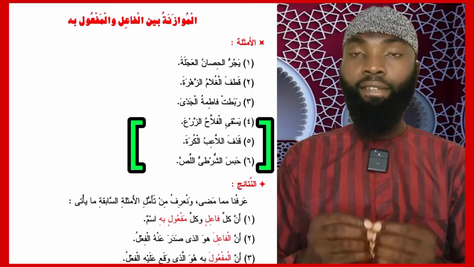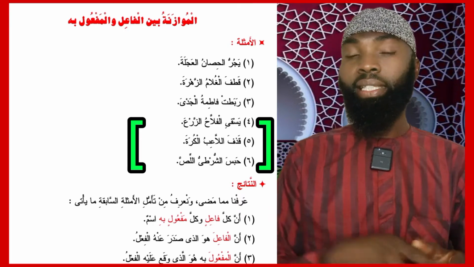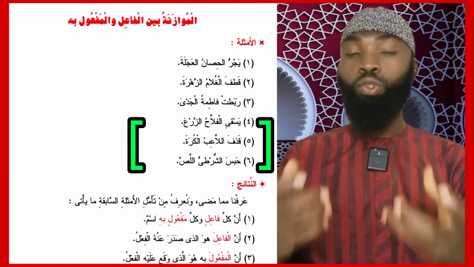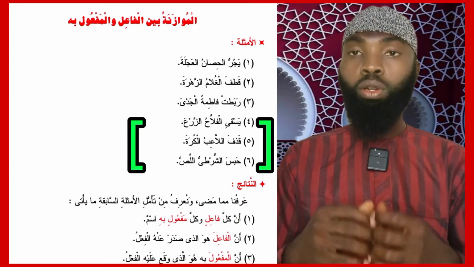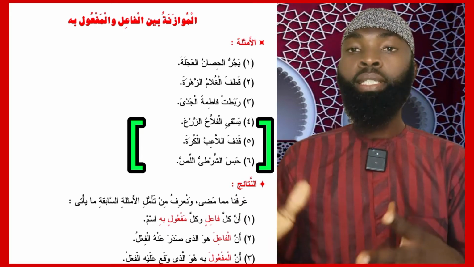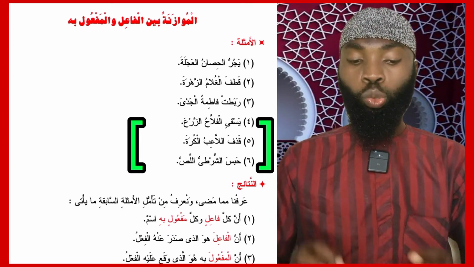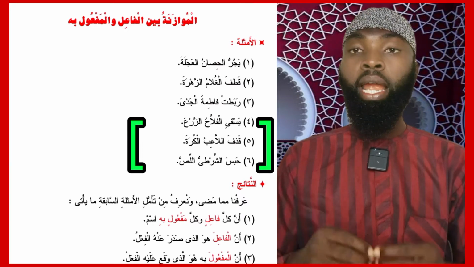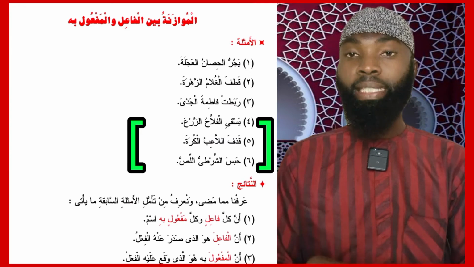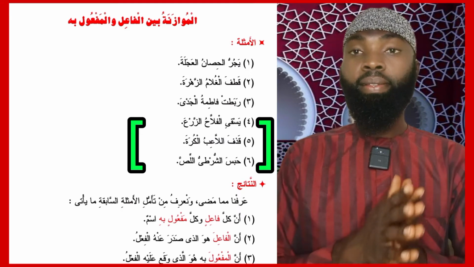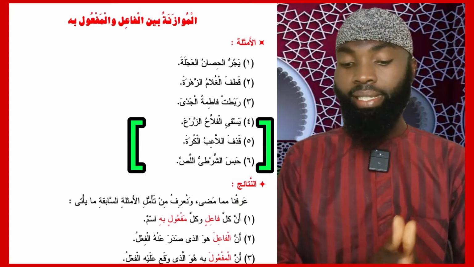Number 4, we have yaskil fallahu zar'a. The farmer irrigates the plant. The farmer poured water on the plant, gives water to the plants. Number 5, we have qadhafa al-la'ibul qurrata. The player shot the ball or kicked the ball. Lastly, we have habasa ash-shurtiyyu al-lissa. The policeman arrested the thief. These are the 6 examples.